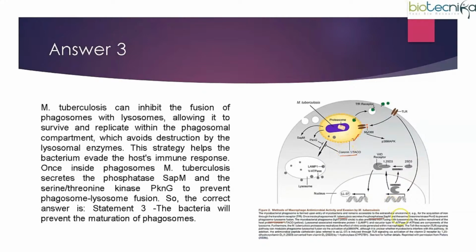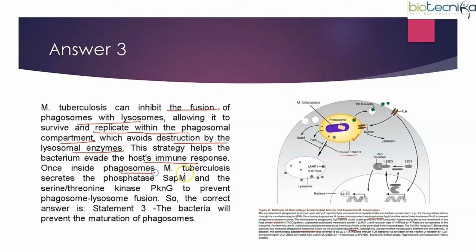Toll-like receptor signaling pathway will modulate the phagosome-lysosomal fusion via the activation of the P38 MAPK pathway, though it is not very clear whether mycobacteria interfere with this pathway. But definitely, it inhibits the fusion of phagosomes with lysosomes. That allows it to survive and replicate within the phagosomal compartment, so it avoids destruction by the lysosomal enzymes. This strategy helps the bacterium evade the host immune response.